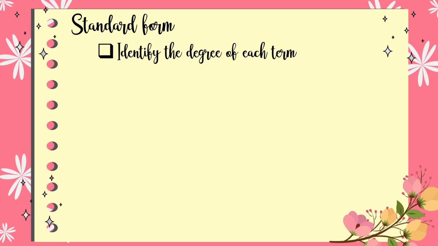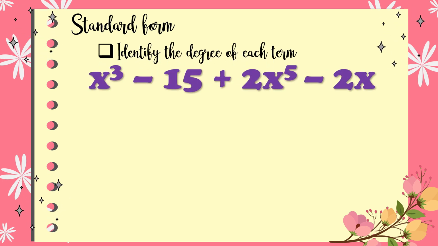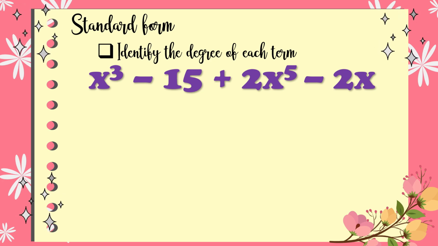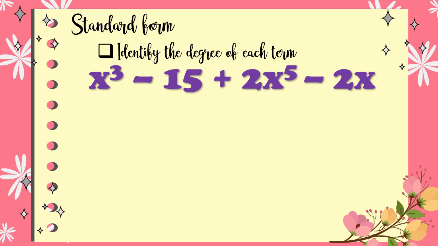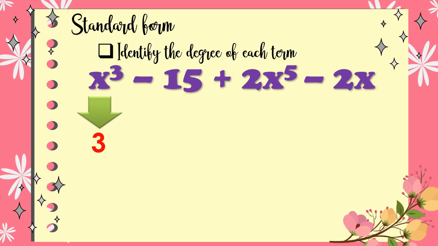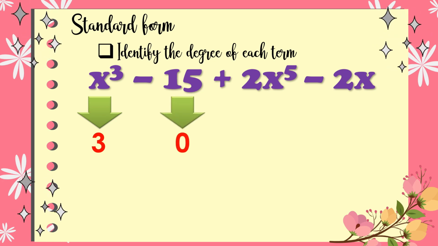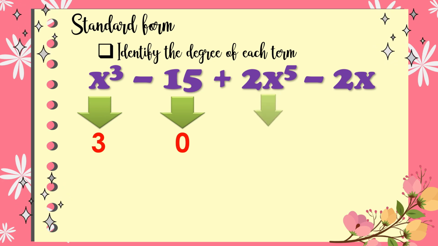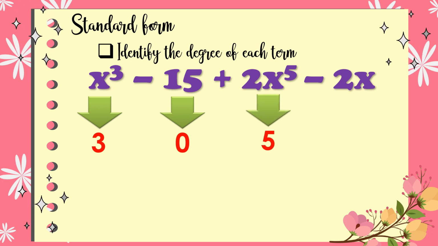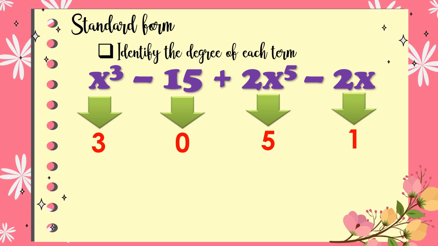Let us rewrite the polynomial in standard form. Let us identify first the degree of each term. X cubed minus 15 plus 2x raised to 5 minus 2x. The degree of x cubed is 3. Negative 15, its degree is 0. 2x raised to 5 has the degree of 5. And negative 2x has the degree of 1.